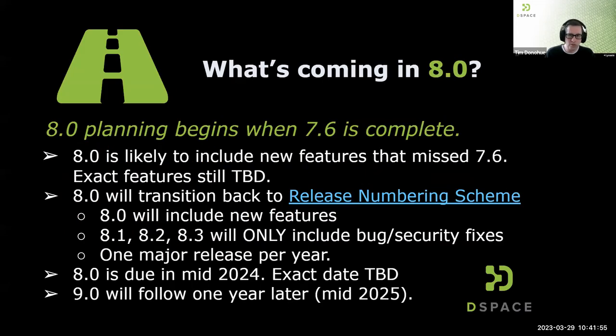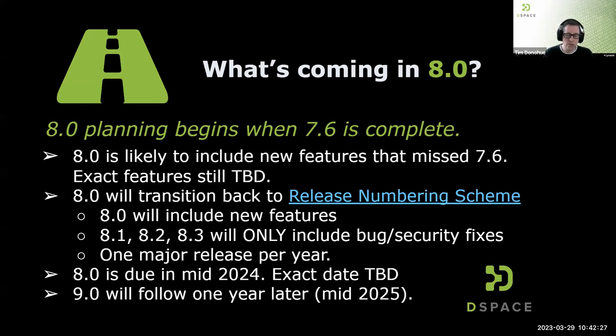And as I've alluded to several times, 8.0 is going to be starting soon. So 7.6 will have the last features for DSpace 7. All the other new features after that will go to 8.0. 8.0 is likely going to include many new features that missed the 7.6 release, but that list is still to be determined. We don't know exactly which features will be there yet, but we'll have more knowledge on that and some early documentation on the plans for 8 later this year.